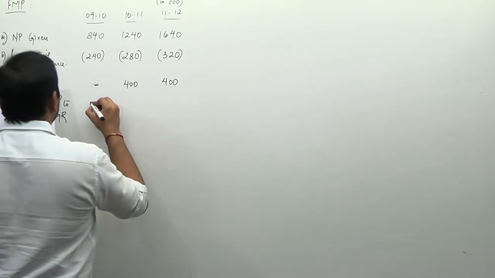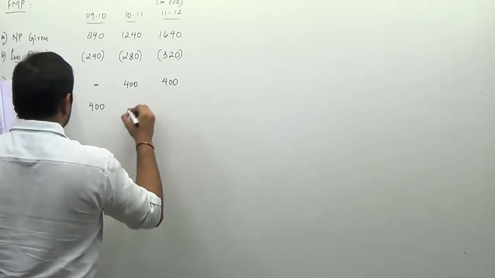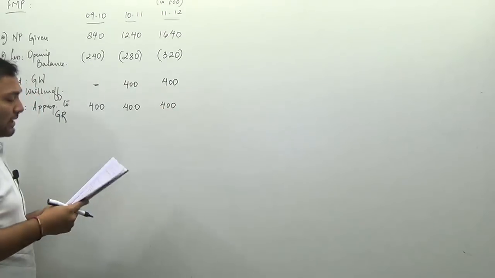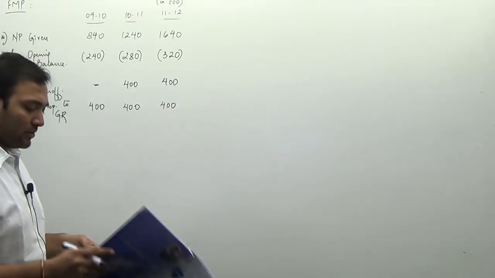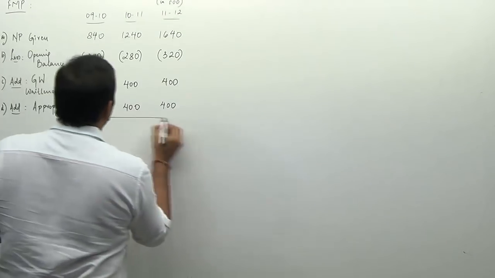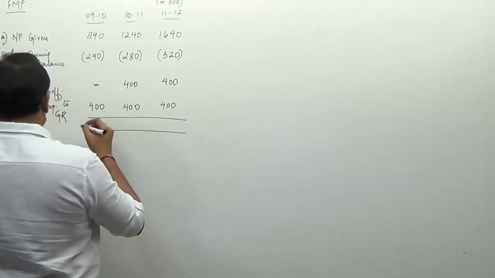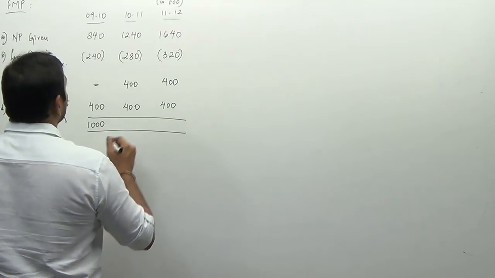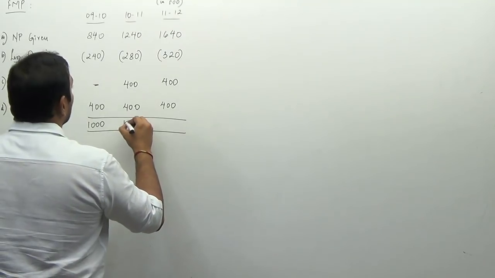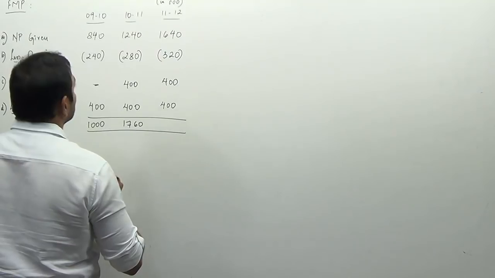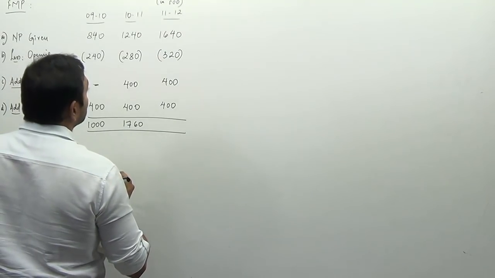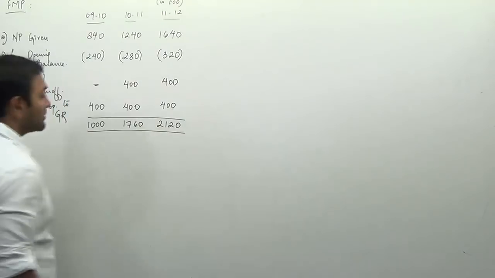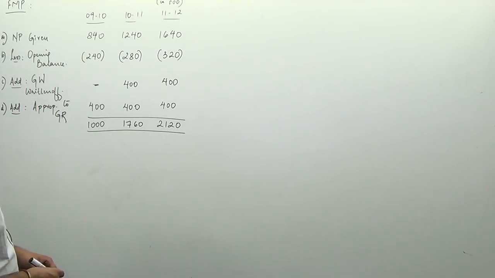Check above. Balance sheet at the end of the year it was 2400, 400 increase. Next year, 2800, again 400 increase. Next year, 3200, again 400 increase. That is it. Your profits for 3 years. Thousand. I think this is 1760. This is 2120, I guess. Check values.